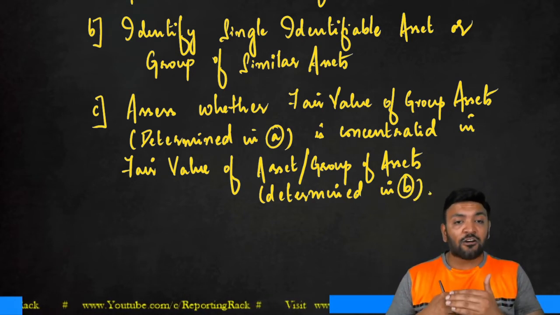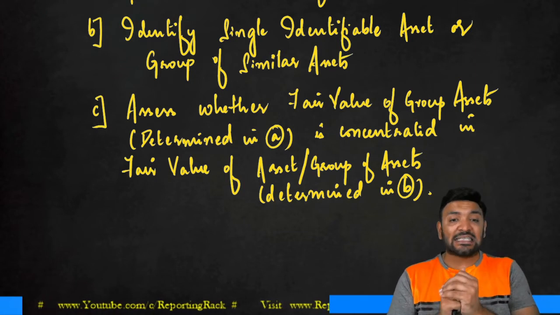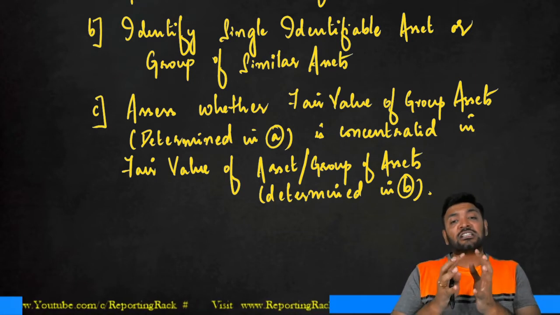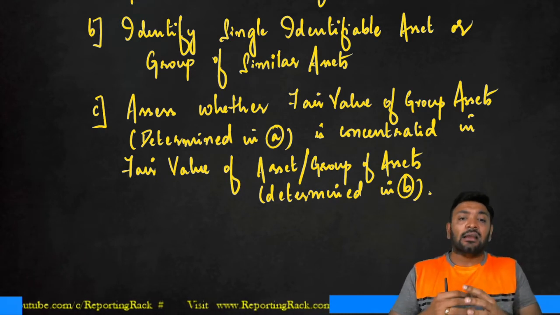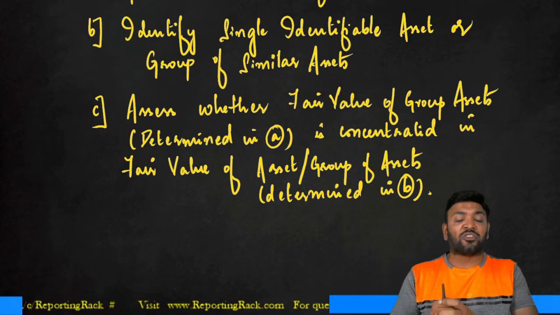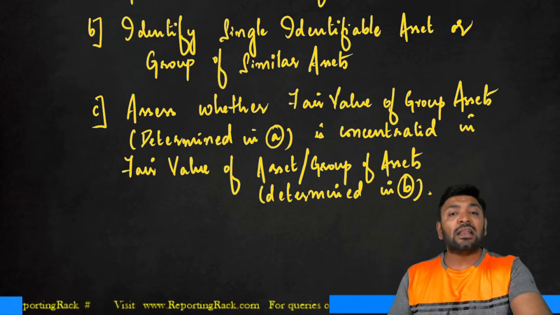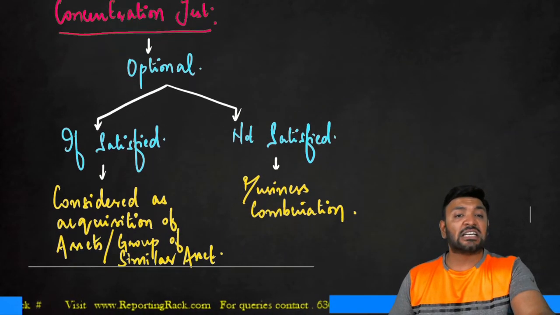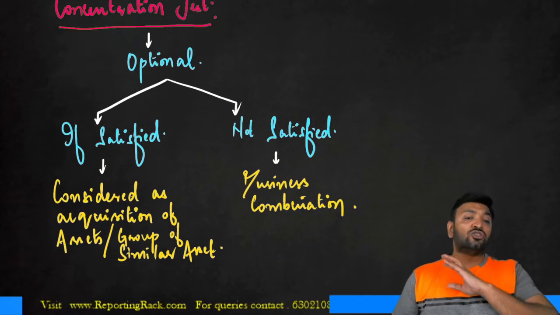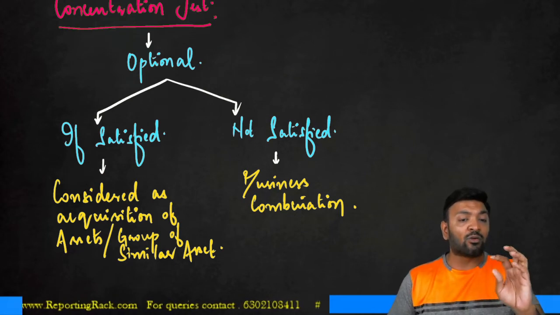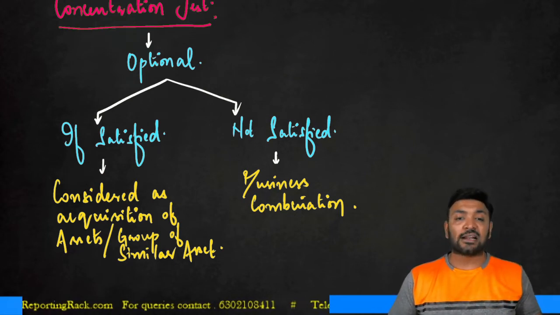On assessment of part C, if your answer is yes, that means the fair value of the gross assets acquired is substantially concentrated in the fair value of the asset or group of similar assets acquired in part B, then you can say that the concentration test is satisfied. If the concentration test is satisfied, then it is not a business combination. It is only an acquisition of an asset or a group of assets.